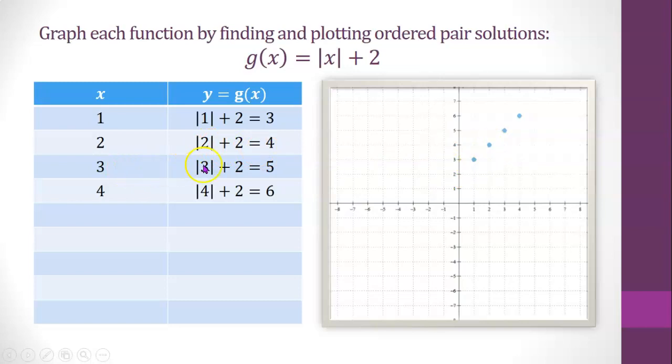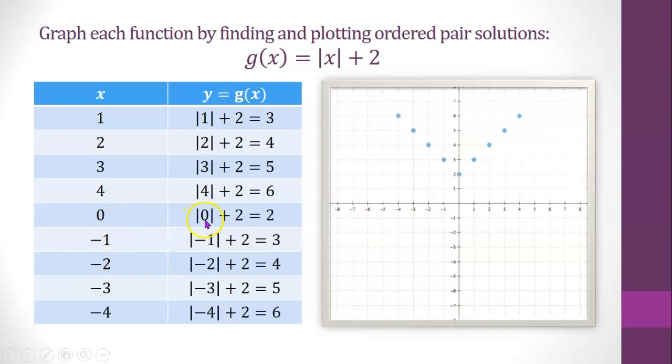When x is 3, we get the absolute value of 3 plus 2, which is 5. So there's the point 3, 5. When x is 4, the absolute value of 4 plus 2 is 6. So there's the point 4, 6. And remember, we don't want to just focus on positive x's. We want to try some negative x's and also 0 so we get the complete picture.